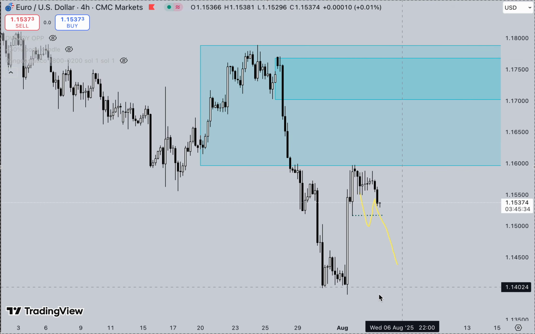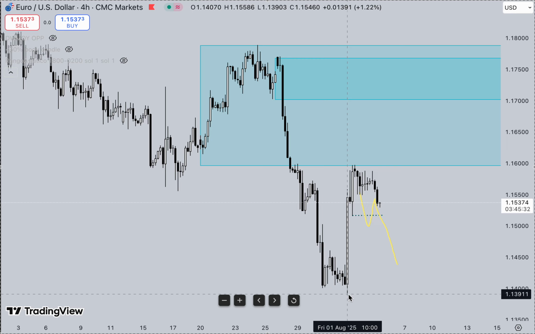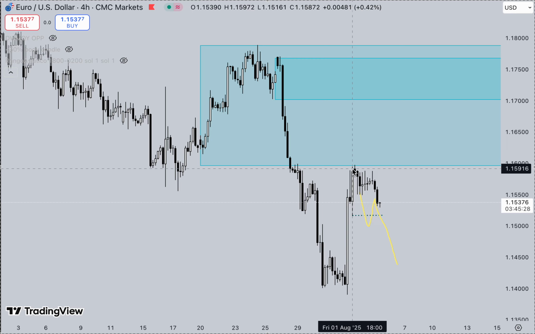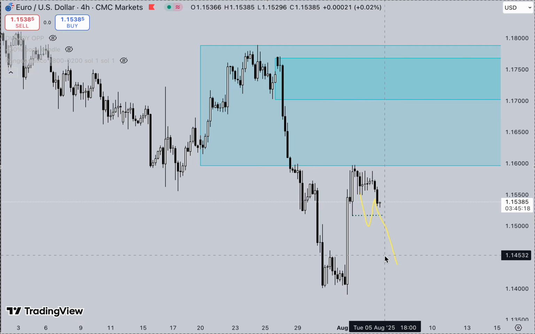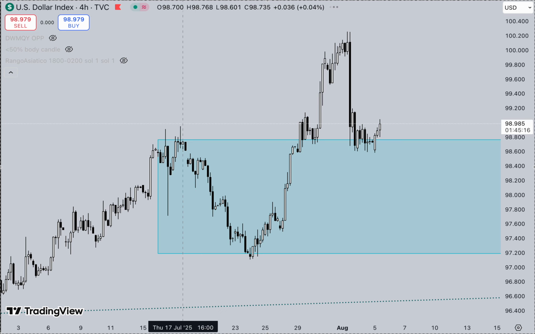The thing is, we have the NFP on Friday. Usually when we have that news, we want to take out the high and then take out the low, the NFP high and the NFP low. So we took out the high. Now we want to see if we can target the low. So that's it for Euro USD. We want to wait for a 4 hour fractal shift, and then we can find the entry on the dollar.